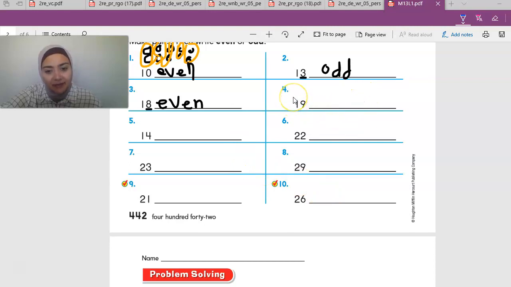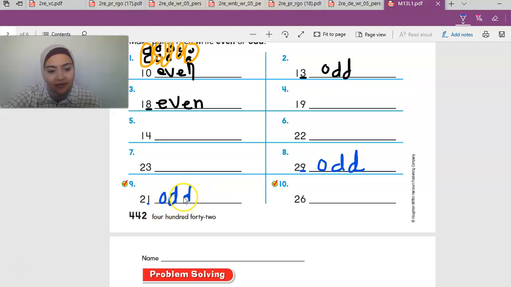So let's see. Number 4, I asked you to do 4 through 10 on your own. I'm going to look at number 8, 29. Well, the 9 is an odd number, so the whole number is odd. So you should have written odd for number 8. Number 9, let's see, 21. The 1 is odd, so the entire number is odd.